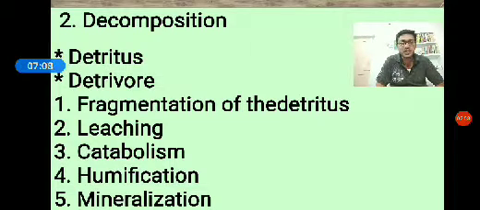First one, fragmentation of detritus. It is the process in which detritus is broken down into small fragments by detritivores.